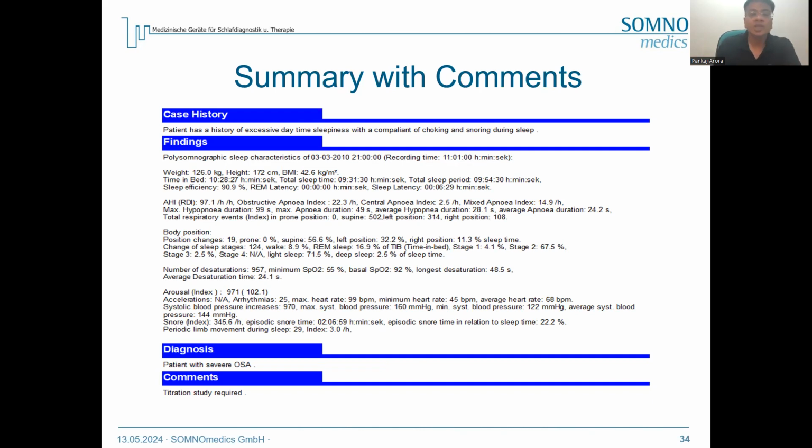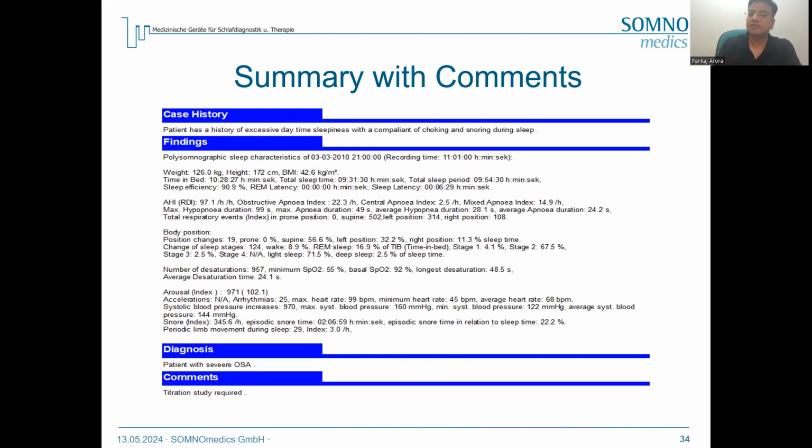It will also give you body position changes and how many times his blood pressure has gone up. His maximum systolic blood pressure was 160, for example, in this particular case. Minimum systolic blood pressure was 122. Average systolic was 144. So it gives you a complete snapshot, and then you can give this summary with comments to the patient along with that report.